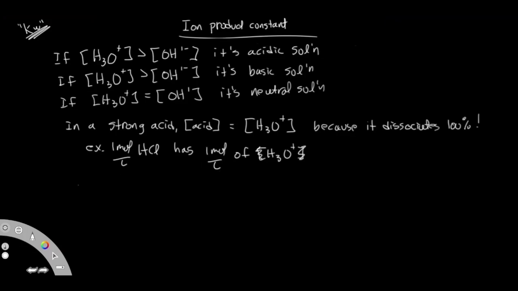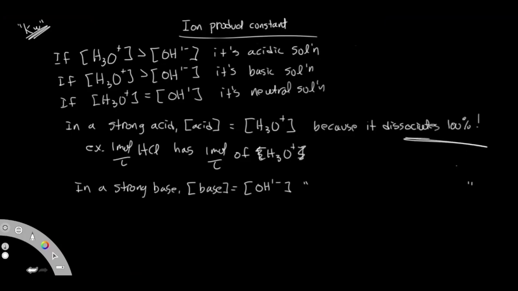Similarly, in a strong base, the concentration of the base is equal to the concentration of the hydroxide ions, because it dissociates 100%. So another example, if we have 1 mole per liter of, let's say, NaOH, what does this have? It has 1 mole per liter of OH minus.